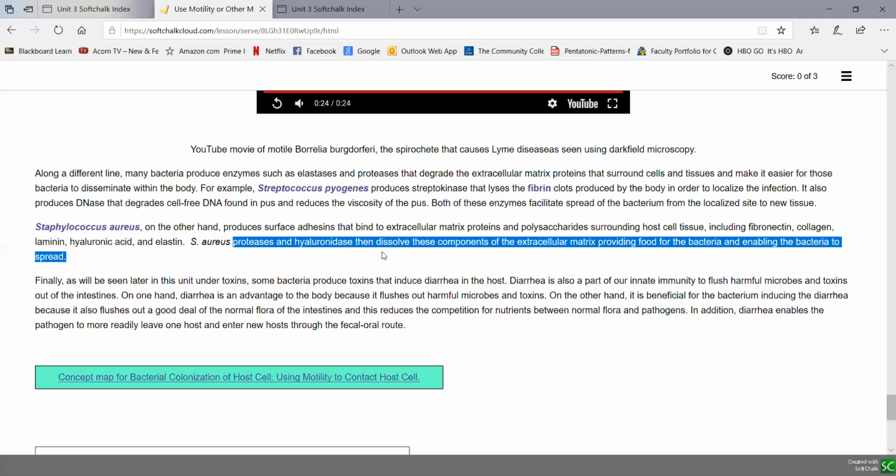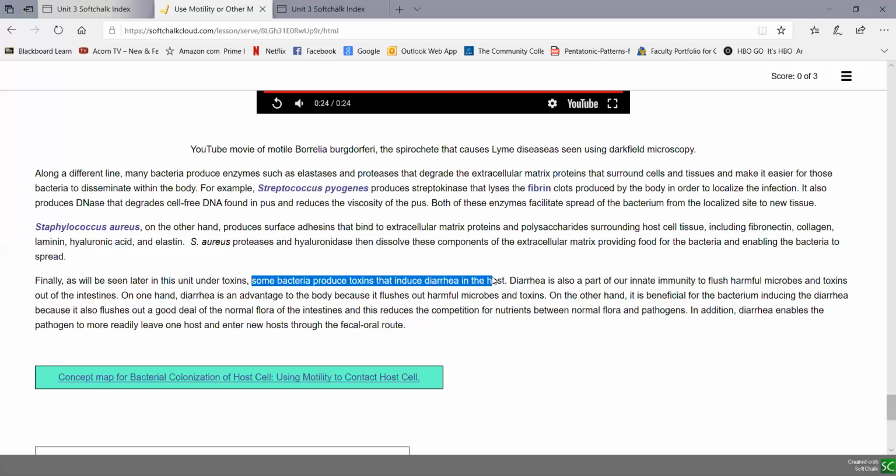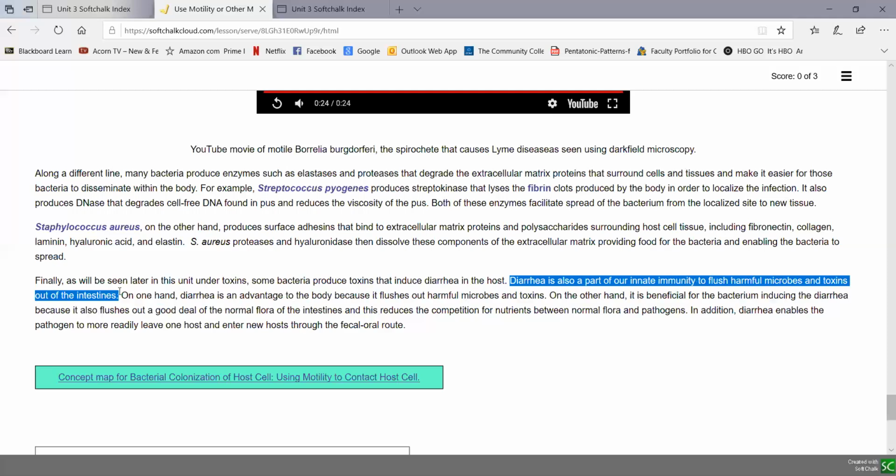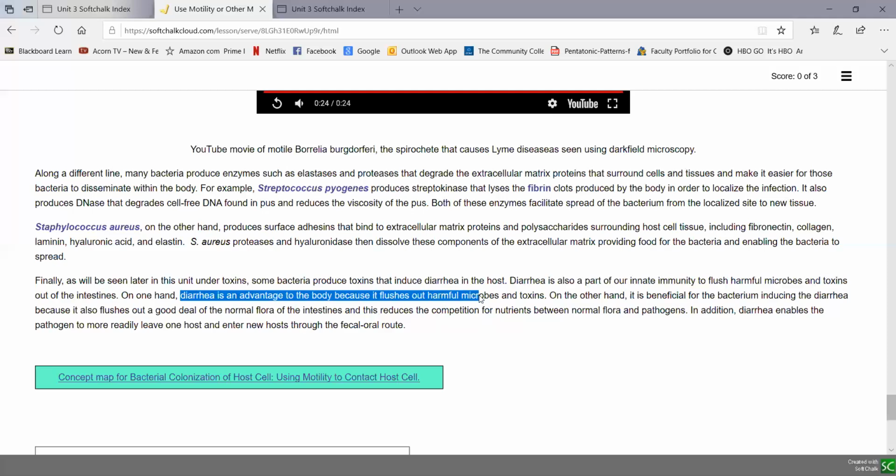And then along another line, the good and bad of diarrhea, we'll see later on under toxins that some bacteria produce toxins that induce diarrhea in the host. Now, diarrhea is actually part of our innate immunity. It's the way we flush out harmful microbes and toxins out of the intestines. So on one hand, diarrhea is advantageous to the body because it's flushing out harmful microbes and their toxins.